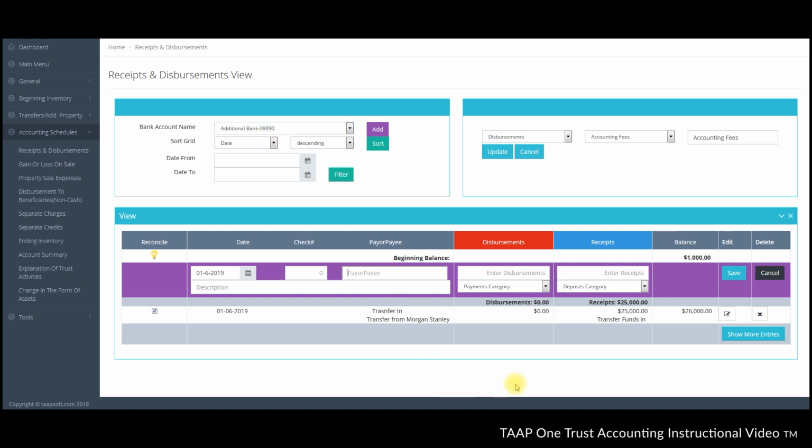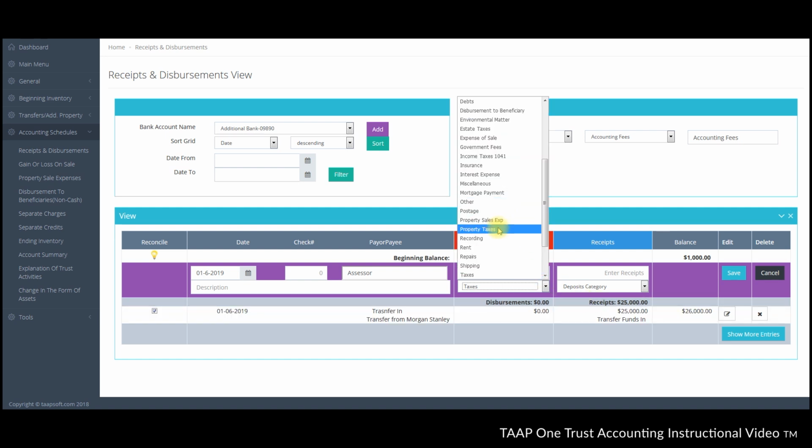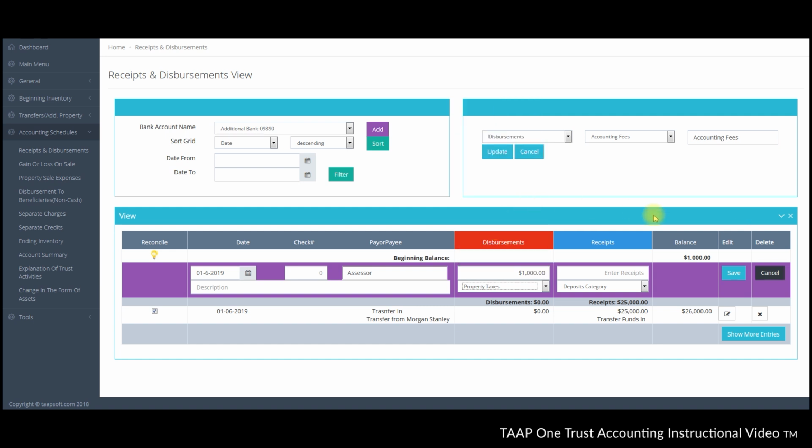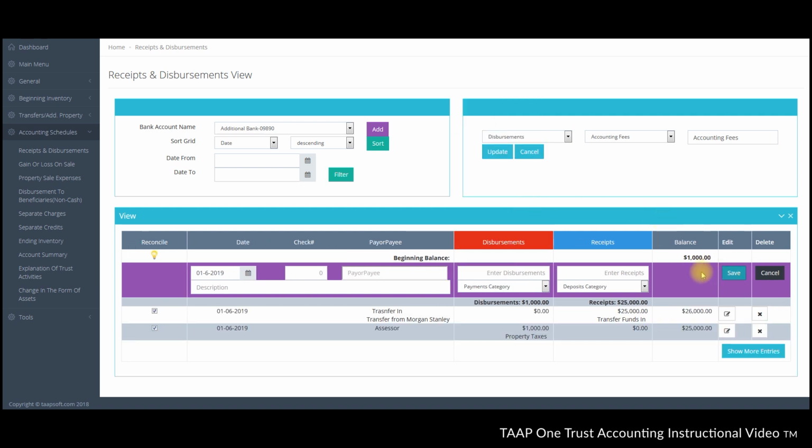We're going to make a payment to the assessor of $1,000. That's going to be for property taxes. There we have taxes. Let's look at what we have here. Here we have a more specific category, property taxes. When I first typed in property, it came up with property sale expenses. It's another category we're going to talk about in a moment. And then we select save, and you have your running balance here.